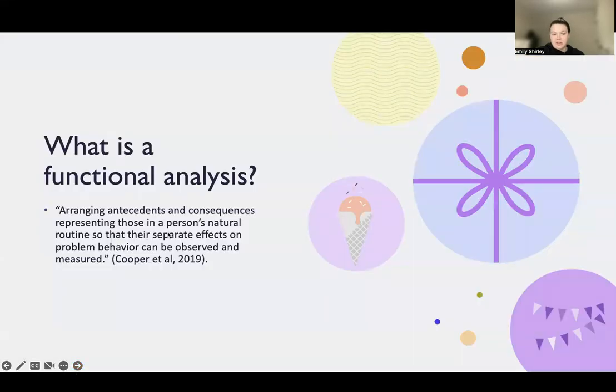So, what is a functional analysis? We are going to arrange the antecedents and consequences representing those in a person's natural routine so that their separate effects on problem behavior can be observed and measured. We are going to apply one condition per session to determine what is causing the problem behavior or target behavior that we're looking at.